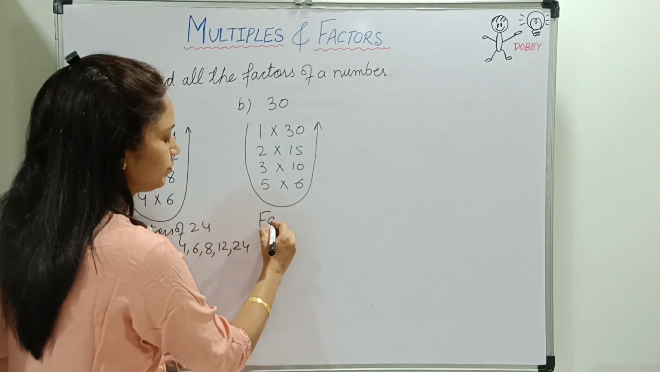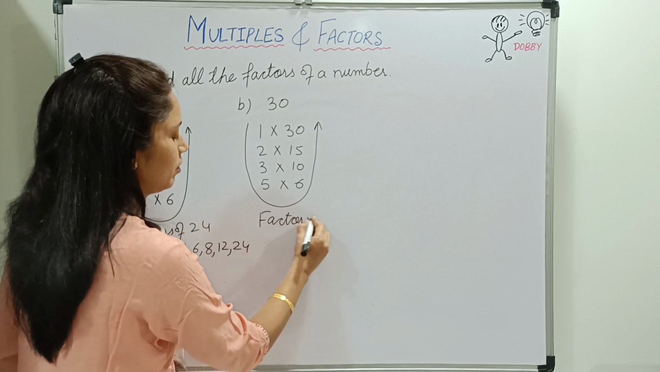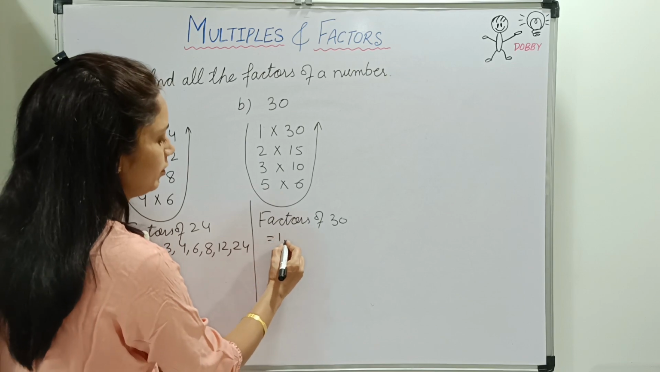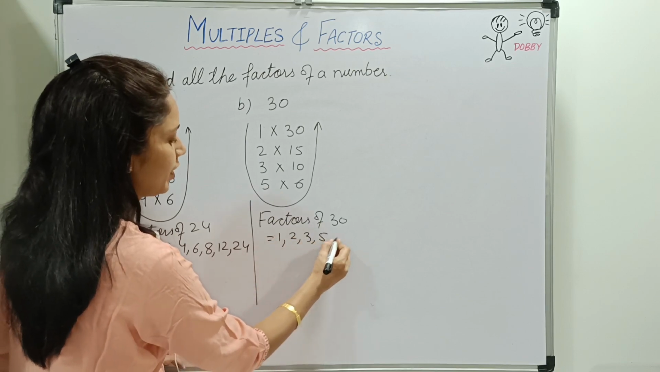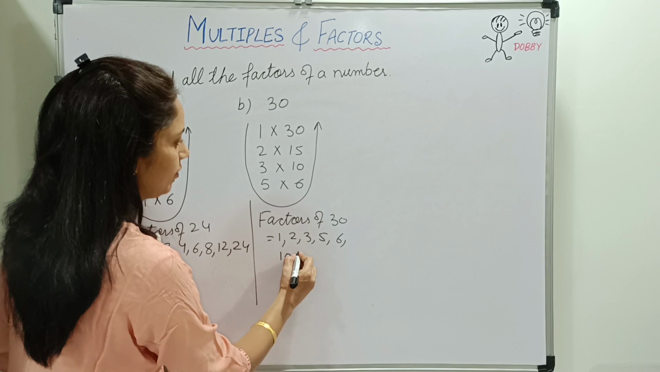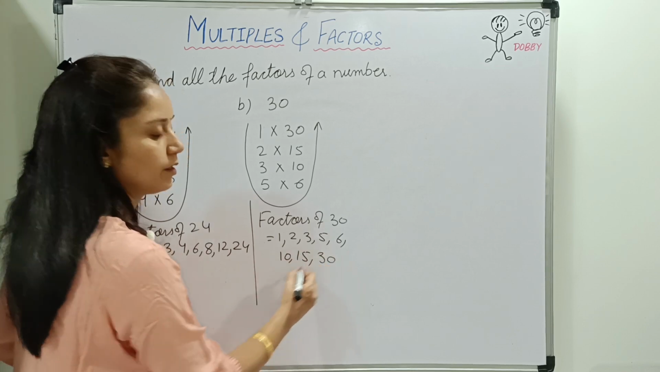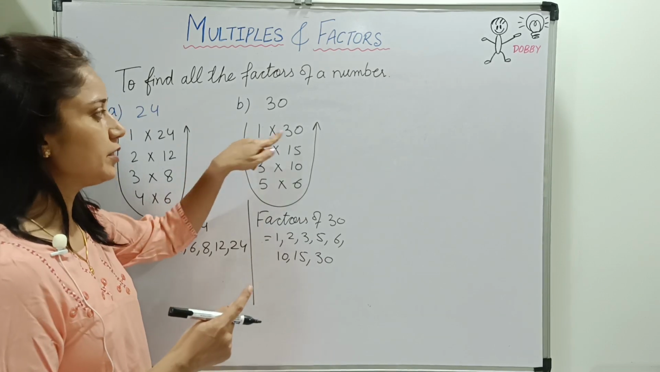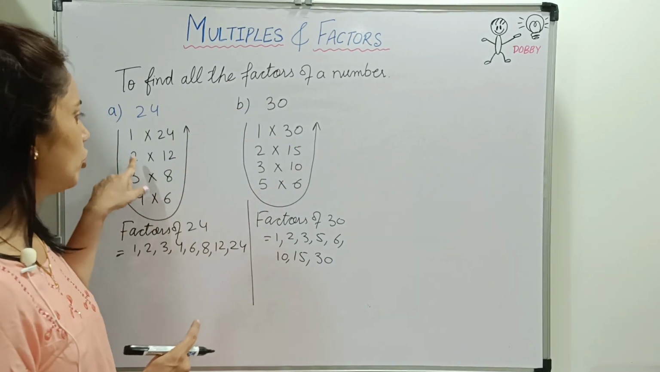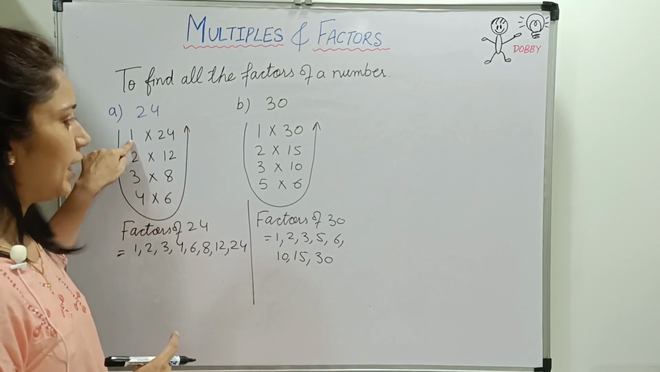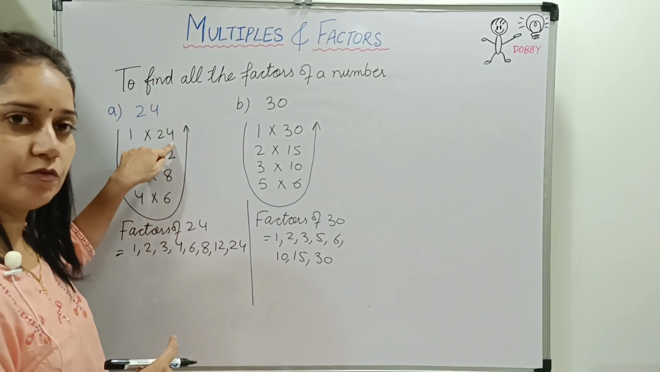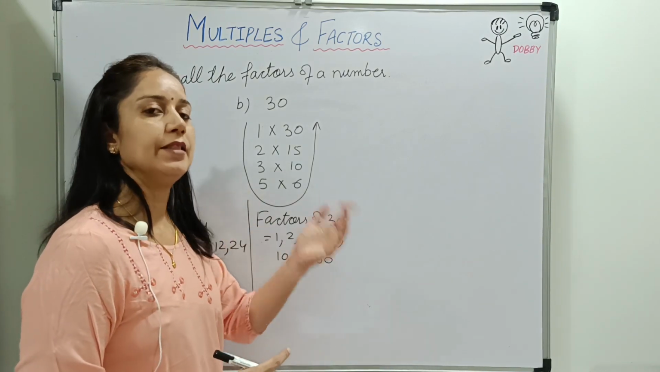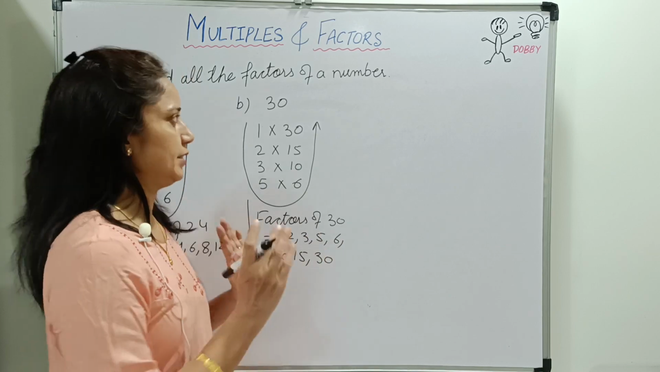So write down factors of 30 equals 1, 2, 3, 5, 6, 10, 15 and 30. You observe the smallest factor is 1 and the greatest factor is 30, the number itself. Here also you observe the smallest factor is 1 and the greatest factor is the number itself, 24. So always the smallest factor of a number is 1 and the greatest factor is always the number itself.